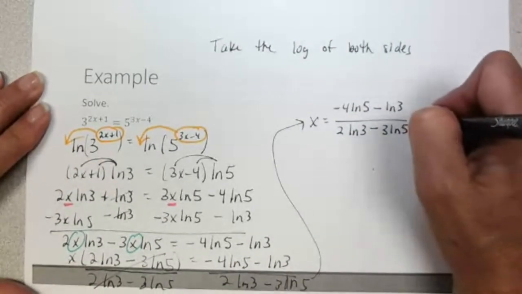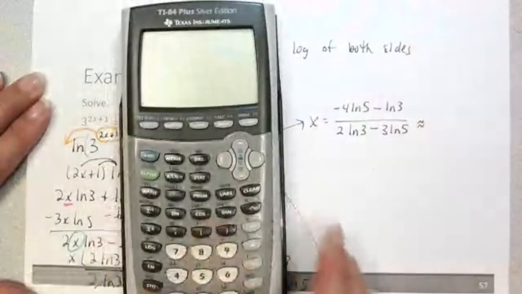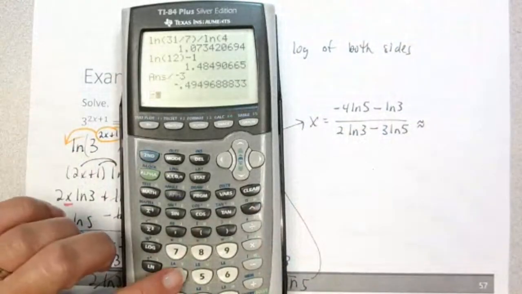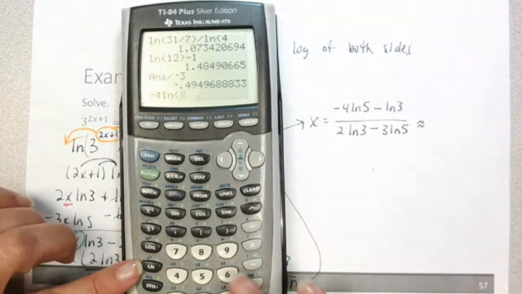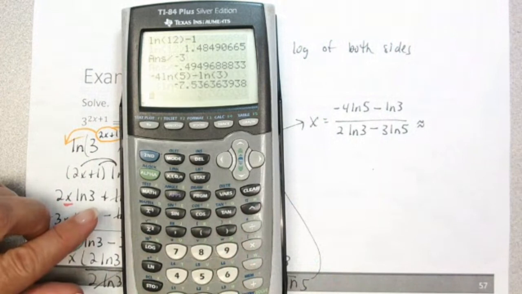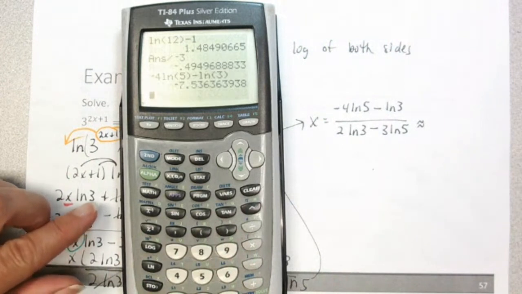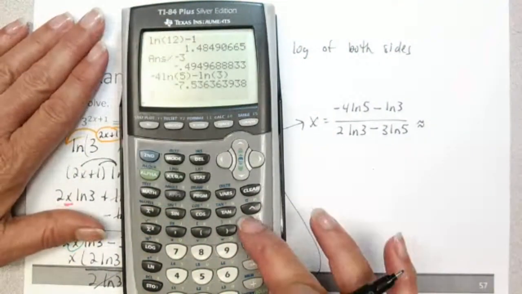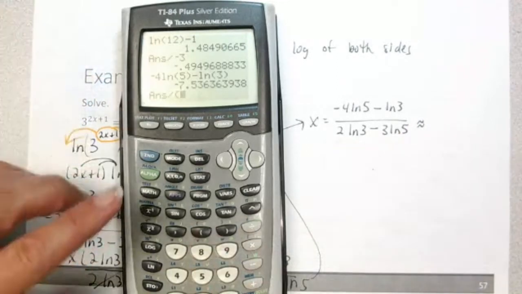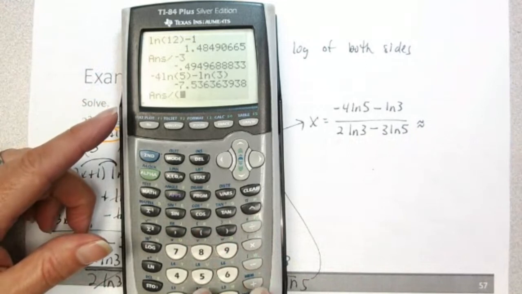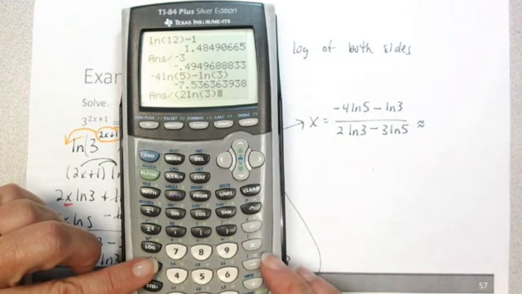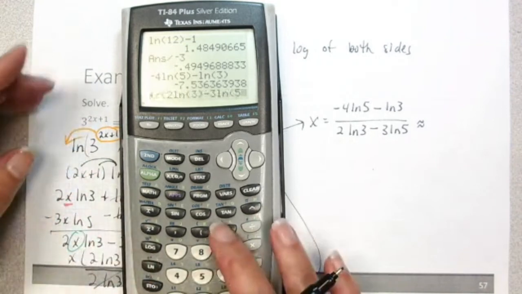There's my exact answer. Let's put that in the calculator and approximate that to 4 decimals. My numerator, negative 4 times the natural log of 5 minus the natural log of 3. There's my numerator. It's negative 7.536 and some more. That's going to be divided by, and I better use parentheses here because this calculator is not too smart, 2 times the natural log of 3 minus 3 times the natural log of 5.